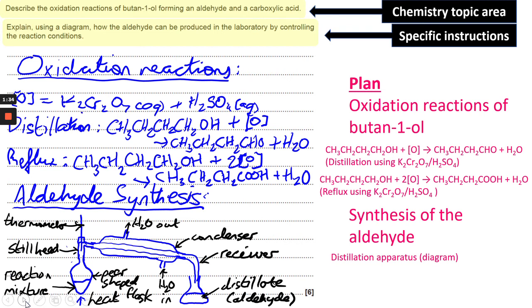So just to have a quick check back over what we had to do, have we described the oxidation reaction of butan-1-ol? Yes. Have we formed an aldehyde? Yes. Have we formed a carboxylic acid? Yes. Have we used a diagram? Well, absolutely. How can the aldehyde be produced in the laboratory by controlling the reaction conditions? Well, that would be the use of the distillation apparatus as opposed to refluxing apparatus. So yes, that's covered as well.